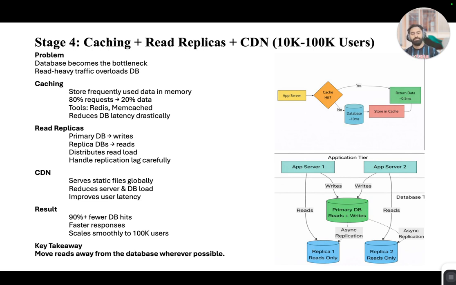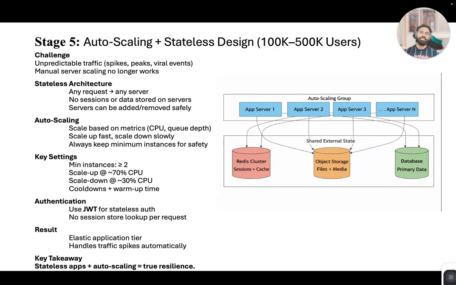Stage 5 talks about auto scaling and stateless design. In this stage 5, we are going to handle users from 100k to 500k. At 100,000 users, scaling is no longer about growth, right? It is about survival during the spike, because traffic is no longer predictable. Traffic can increase at any point of time. So for that, auto scaling is very, very important, right?